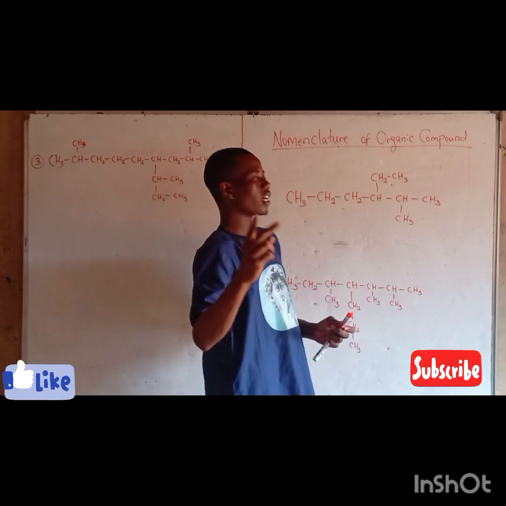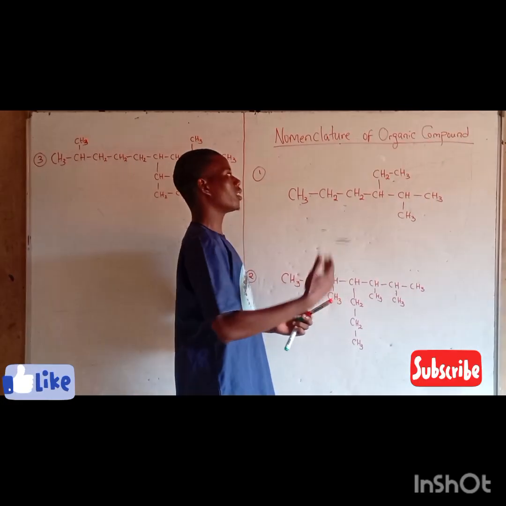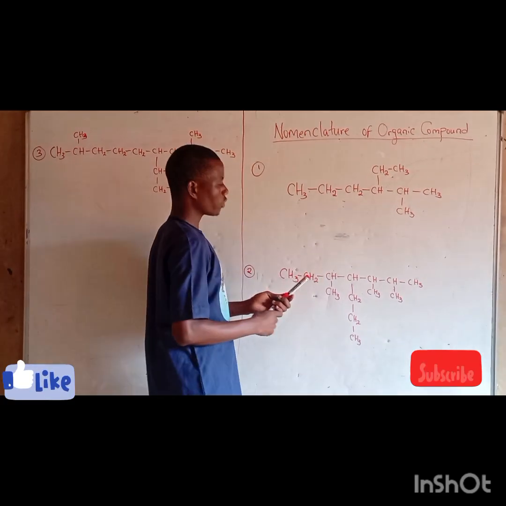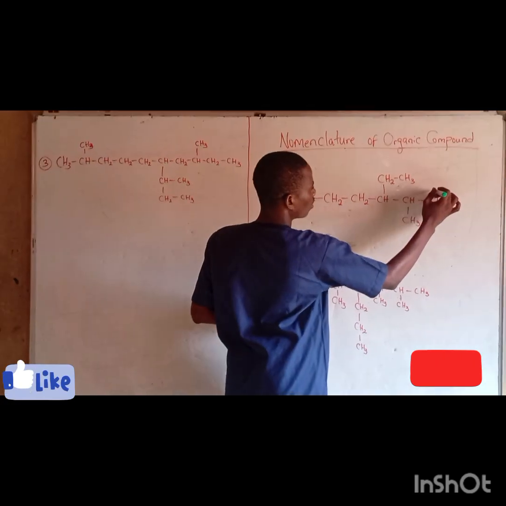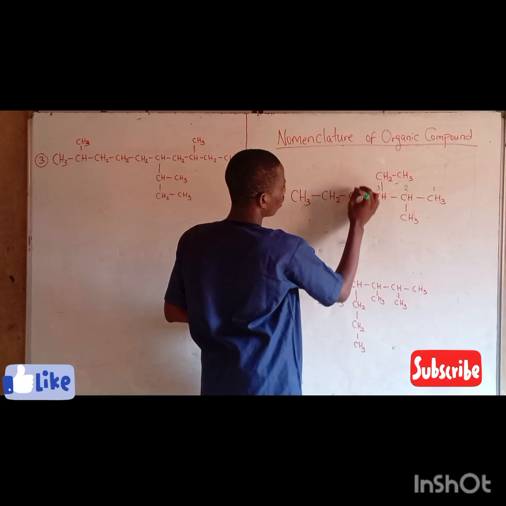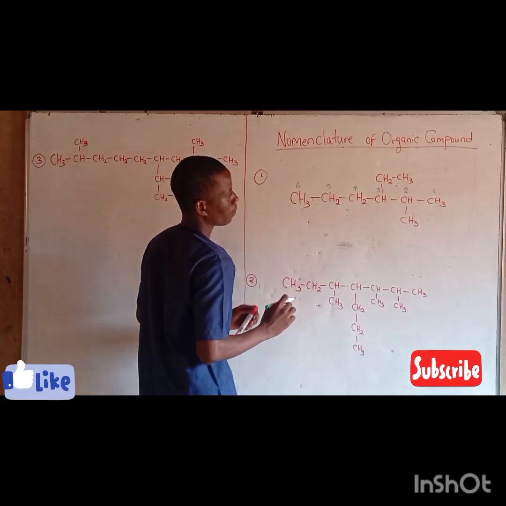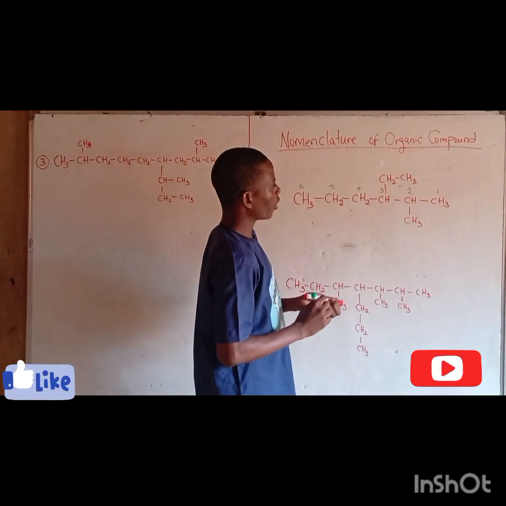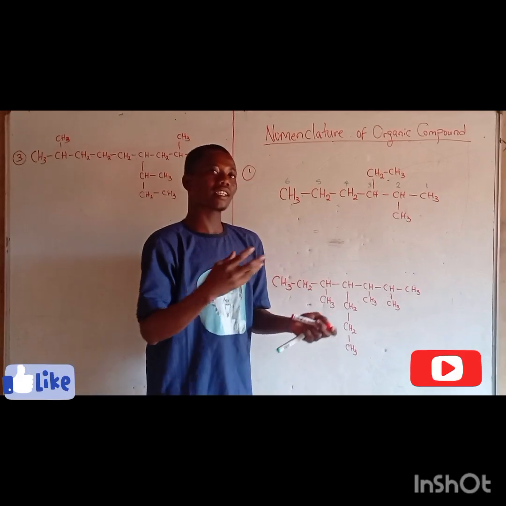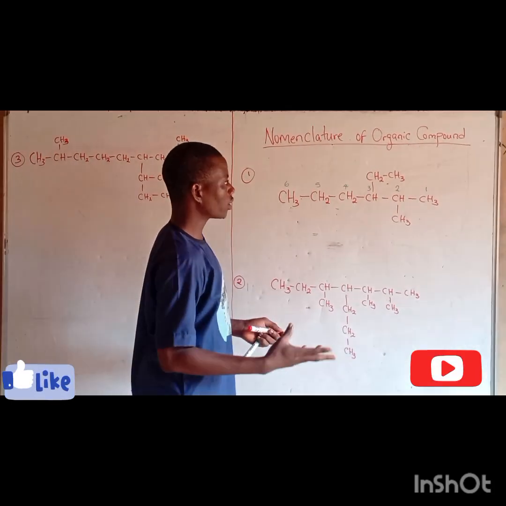Rule number 2 says that you should count from the left to the right, depending on where the attachment is attached. For this structure, we are going to count from the left to the right. This is carbon 1, carbon 2, carbon 3, carbon 4, carbon 5, and carbon 6. Now, we have 6 carbons here. The third rule says you should mention the attachment in an organic compound before you name the parent chain.